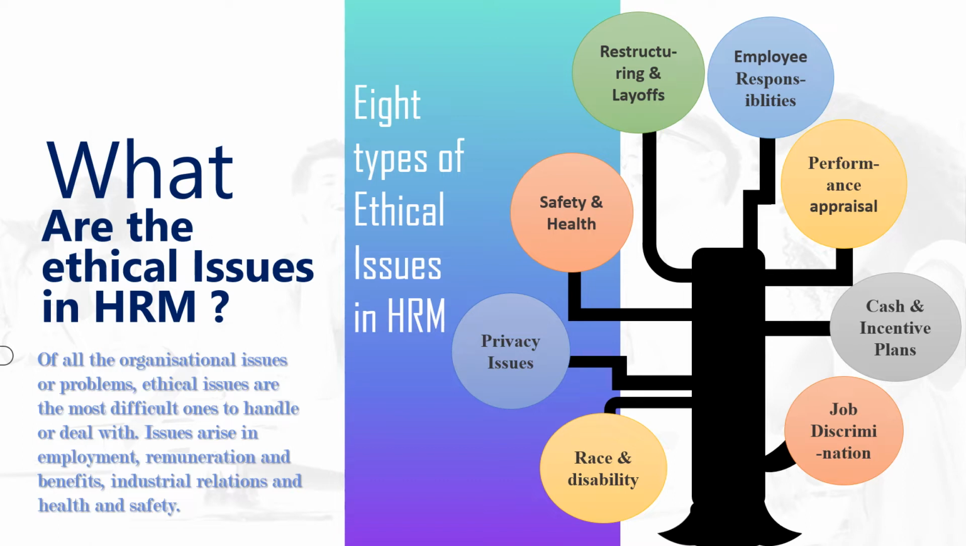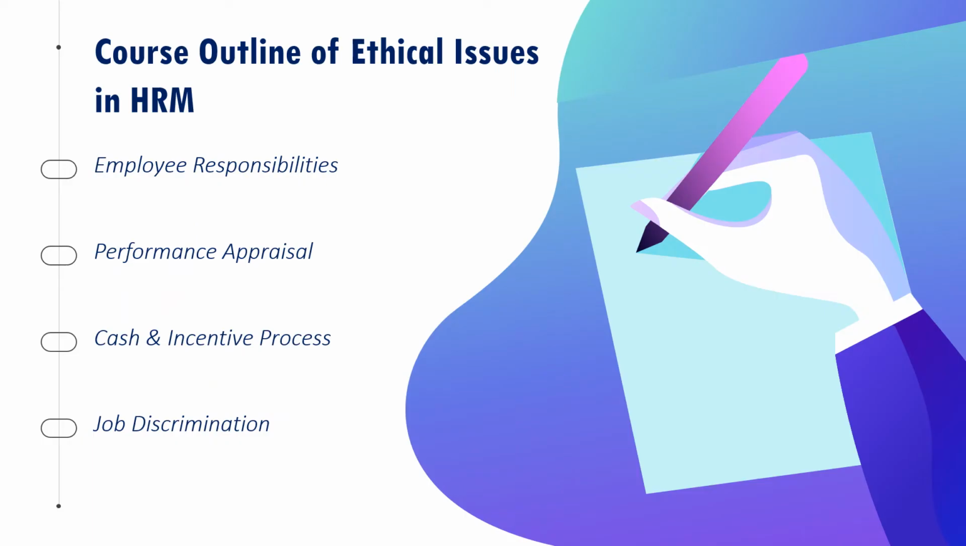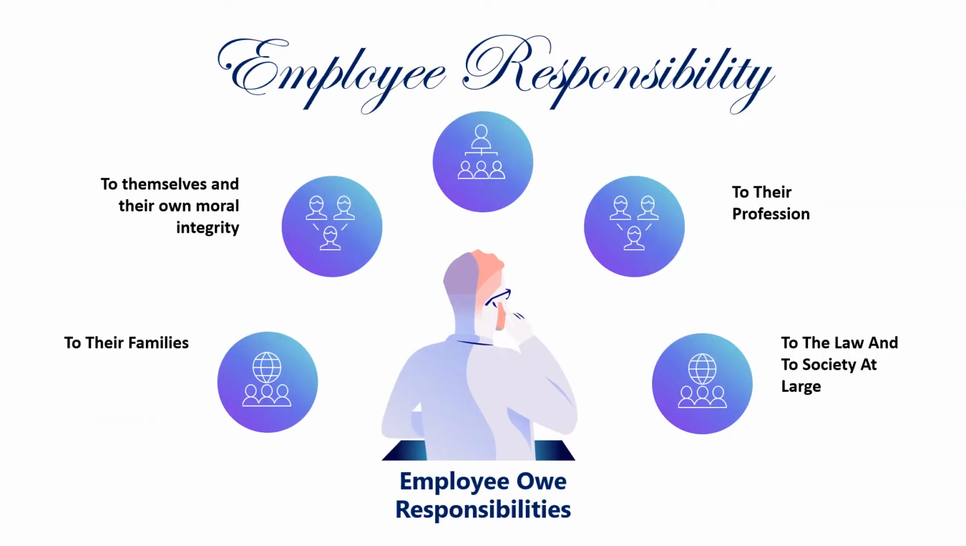Just taking the outline of it, the 8 types of ethical issues in HRM are race and disability, privacy issues, safety and health, restructuring and layoffs, employee responsibilities, performance appraisal, cash and incentive plans, and job discrimination. So, the outline for today's discussion, among the 8 categories of ethical issues, is employee responsibilities, performance appraisal, cash and incentive process, and job. Starting from employee responsibility.